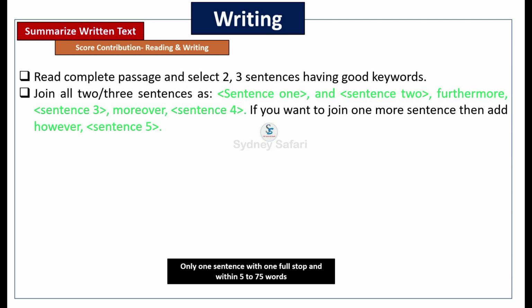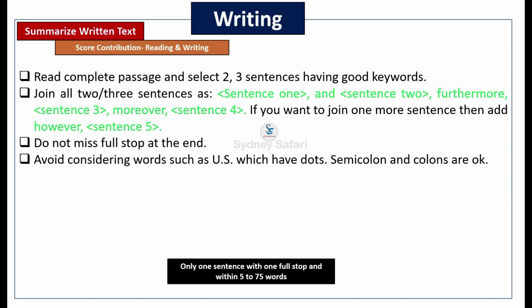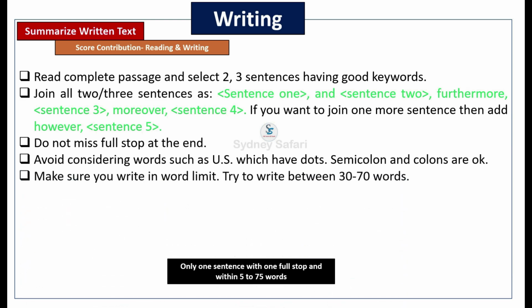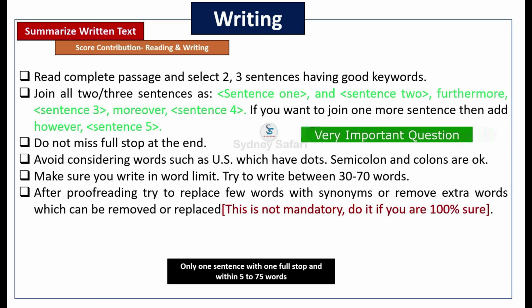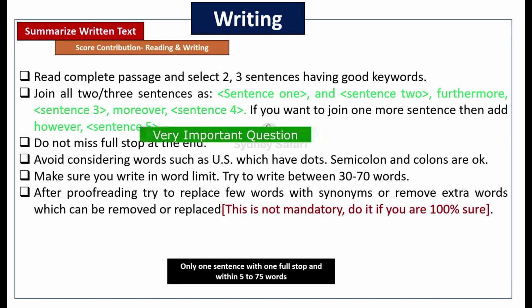And if you think you are still not able to reach 70 words, you can add one more sentence with however. There is no hard and fast rule to write 70 words, but I would prefer to write at least 65 to 70. And do not miss the full stop at the end. Avoid words such as U.S. which have dots. Semicolons and colons are okay. Make sure you write within the word limit; 30 to 70 words are enough.